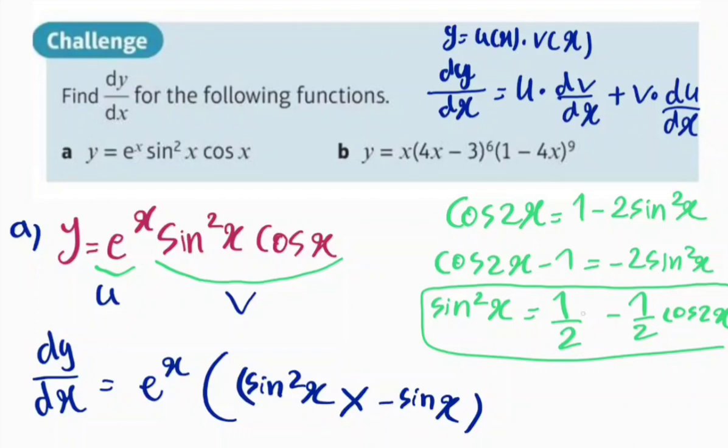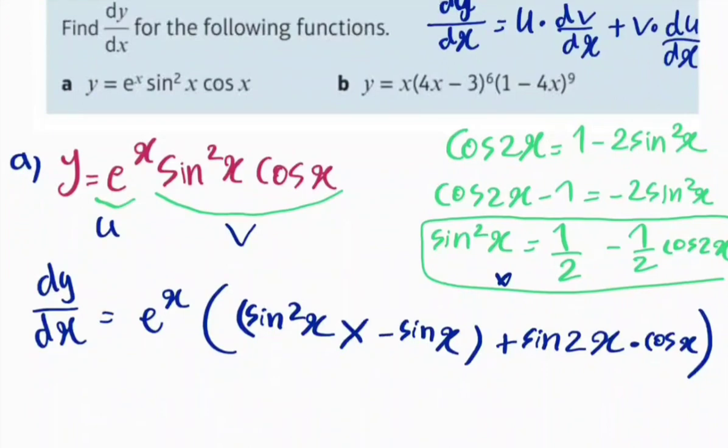So for sine squared x, by looking at the rearranged form, let's differentiate that. A half differentiates to 0, and then minus a half cos 2x: the 2 comes out, and 2 times minus a half is minus 1. And cos 2x differentiates to minus sine 2x. Which means that minus sine 2x with that minus 1 outside, they cancel each other out, and we get plus sine 2x times cos x. So plus sine 2x is the derivative of sine squared x.